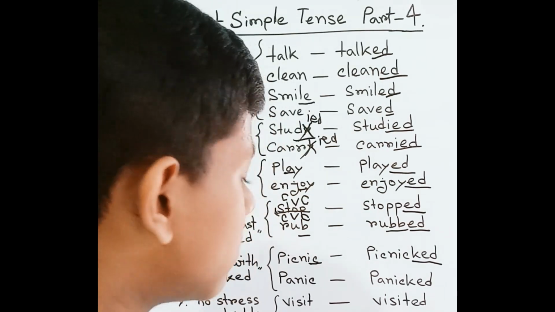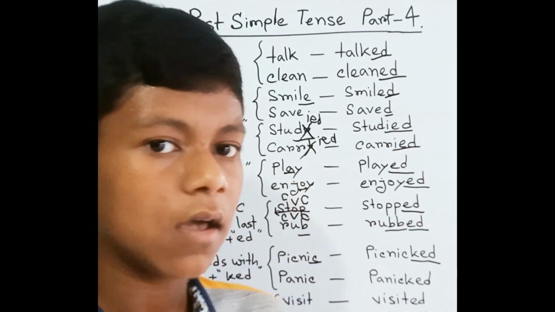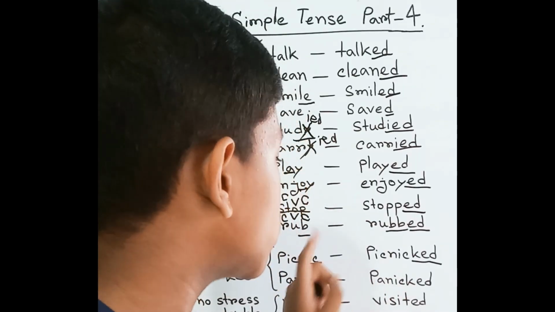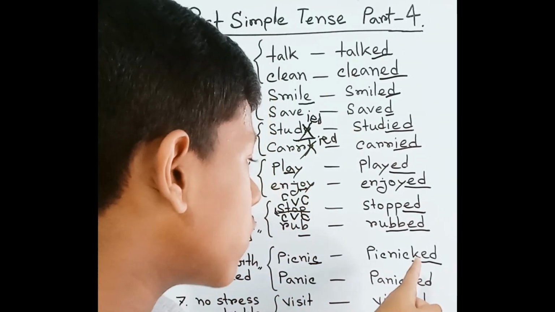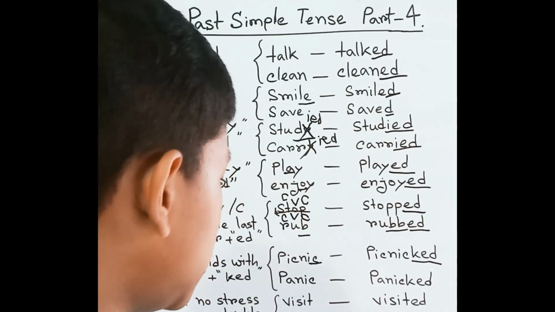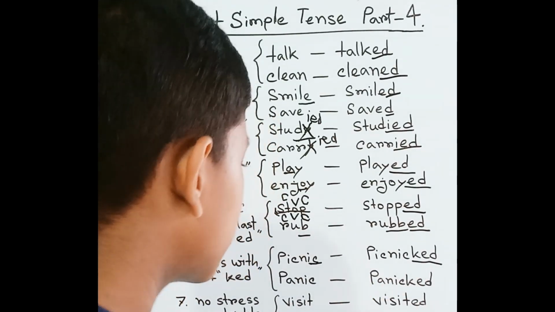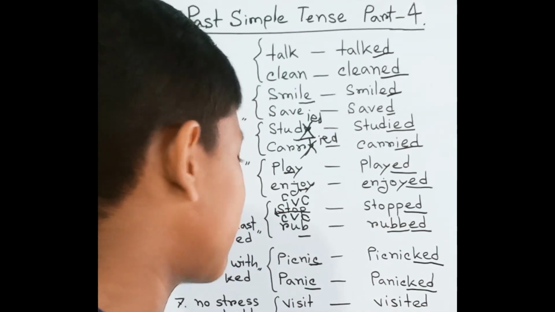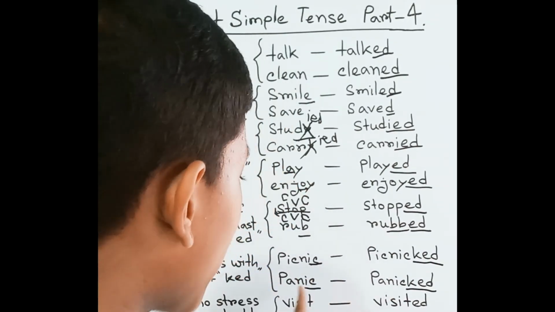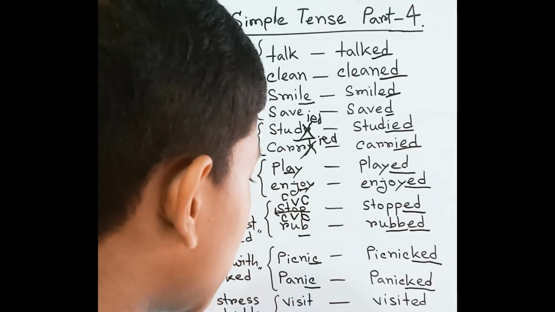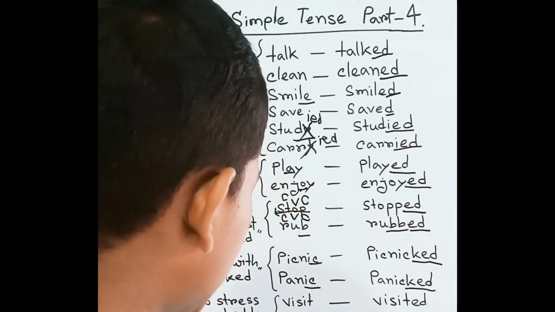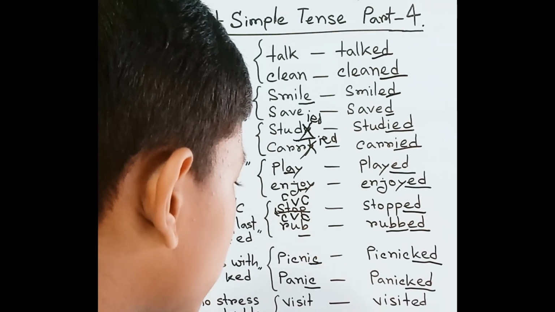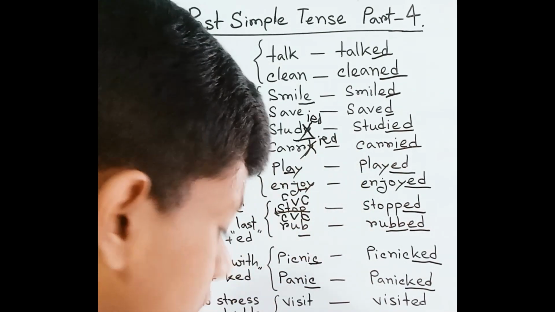But if you think that after the C we can add the ED? No. If you add the ED after the C, then it will be wrong. You have to add the KED. Same here, panic becomes panicked. After the C, we have added the KED. Picnic becomes picnicked. Panic becomes panicked. We have already understood, and our last one is here. No stress, no double. We need to add the ED. It's the tricky one here.